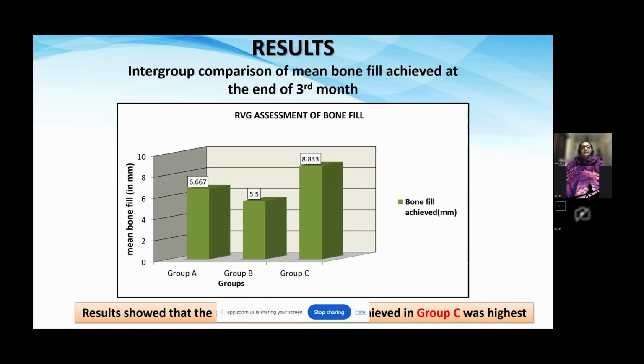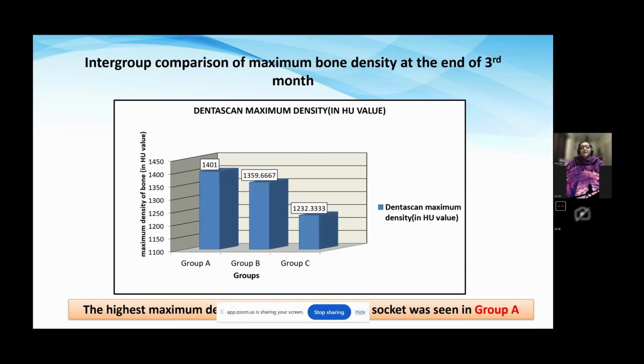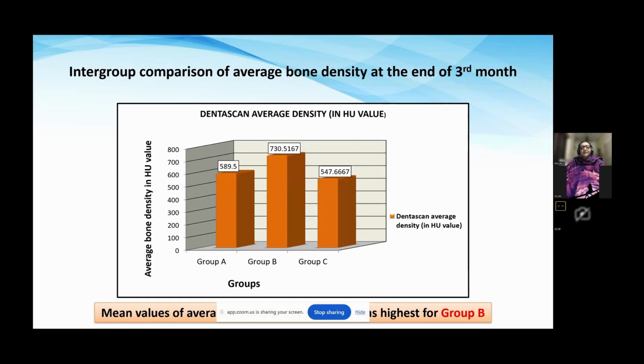Coming to the result, intergroup comparison of mean bone fill achieved at the end of 3rd month showed that Group C achieved the highest bone fill compared to Group A and B. And the intergroup comparison of the maximum densified area after 3 months showed that Group A, that is those sockets which were left to heal normally, had the highest densified area. And the intergroup comparison of the average bone density at the end of 3rd month showed a slightly higher advantage in Group B, which had a higher average bone density compared to Group A and C.